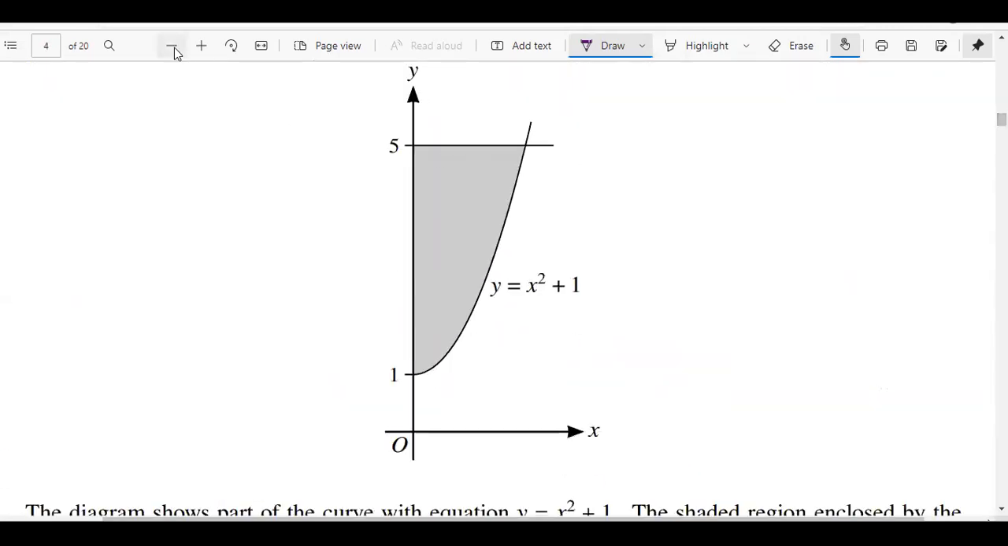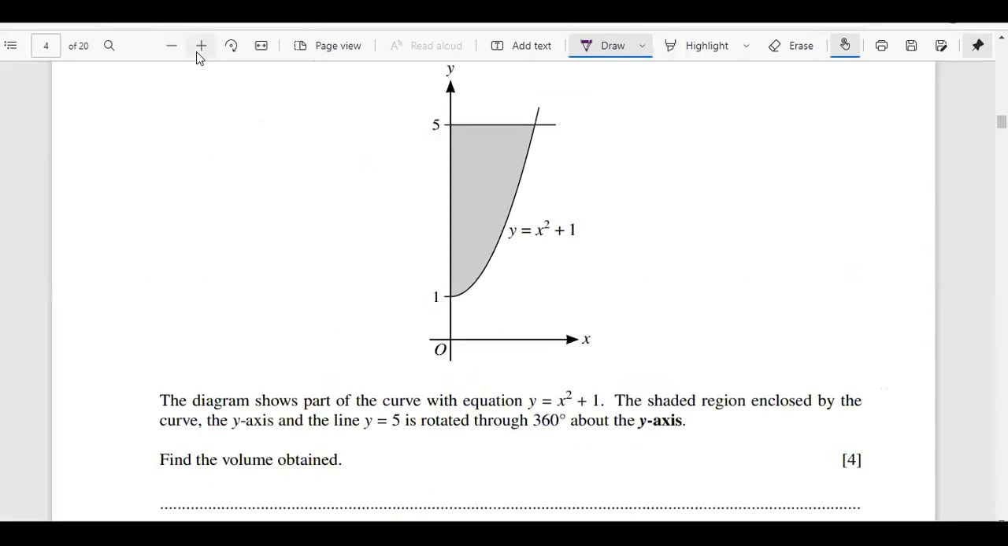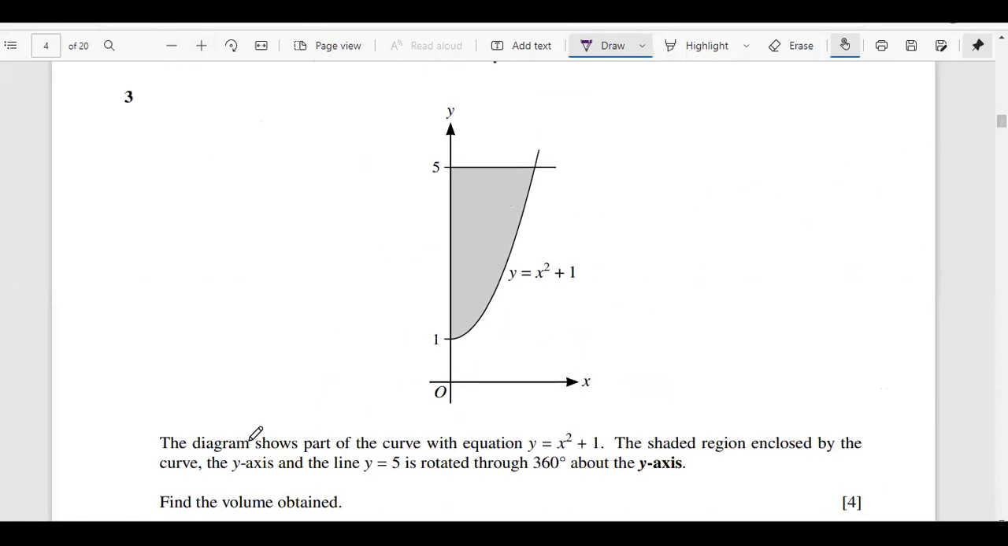Let's talk about this question. Now, I would expect you to do this on your own as well. I'll give you 3 minutes and I want a proper answer from your side because we have been doing this lately. I'll give you an idea and then I'll leave it to you. The diagram shows part of the curve with this equation. The shaded region enclosed by the curve, the y-axis and the line is rotated through 360 degrees about the x-axis. Forget about whatever is written. This is your shaded region, and this region is rotated through 360 degrees about the axis. This is what we did yesterday.